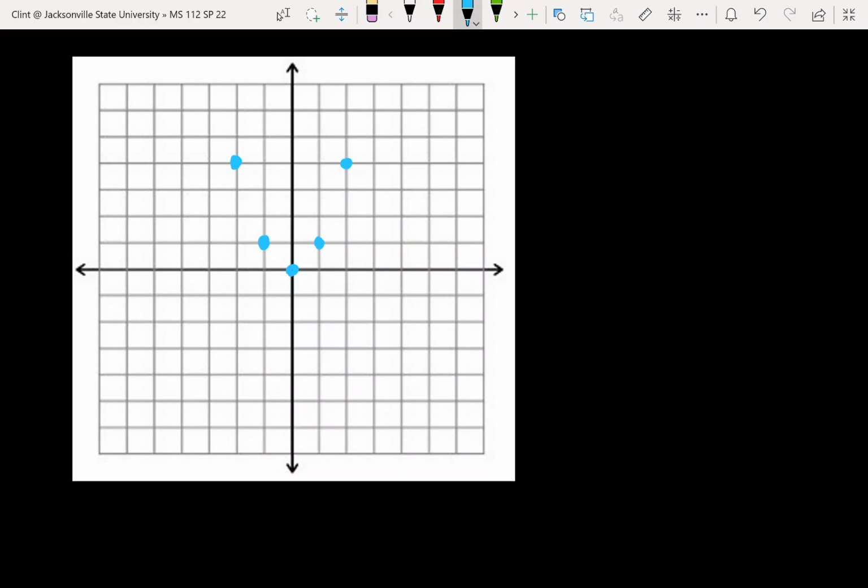If we connect those dots, what kind of shape are we going to get? Yeah, we're going to get like a U shape. Okay, parabola is what we call it. And so we'll end up getting this kind of shape.